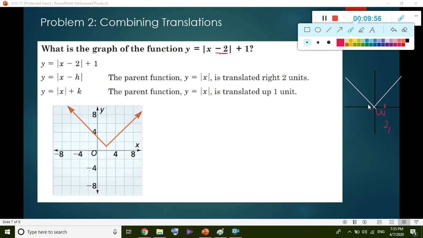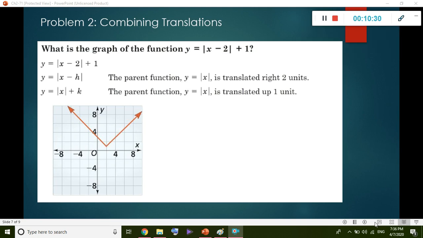Then we move 1 unit upward, so we reach up to 1. The vertex is going to be 2, 1. This is the vertex, so we choose 2, 1 and then draw it. The parent function is translated 2 units right and 1 unit upward. That's how you find it easily. First of all, you find the vertex, then you just plot it here.